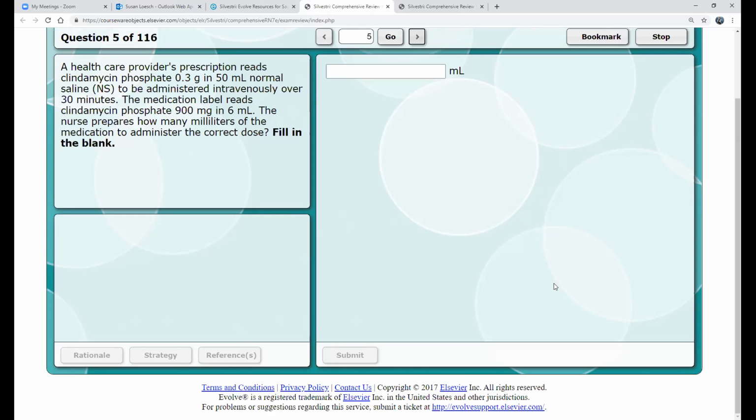Now, here's your issue. You have medication in milligrams. The order says grams, okay? You can't give grams if you have milligrams. So you have to convert that gram into milligrams to do the math, because you can't do grams divided into milligrams. You have to convert it. So you have 0.3 grams, so it's 300 milligrams.